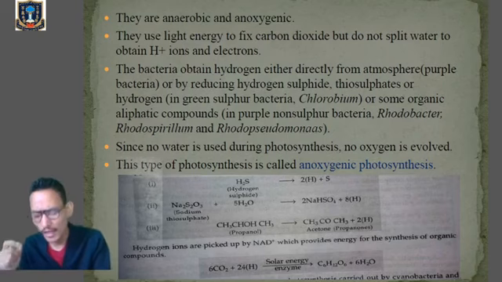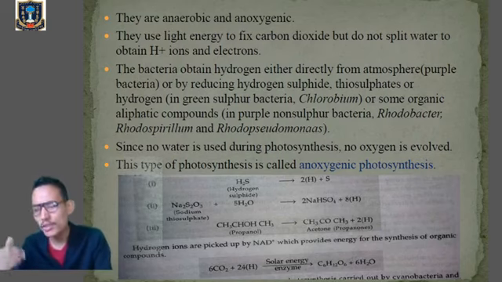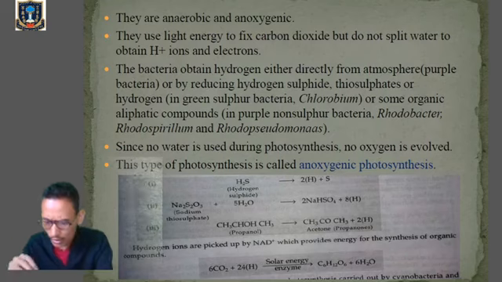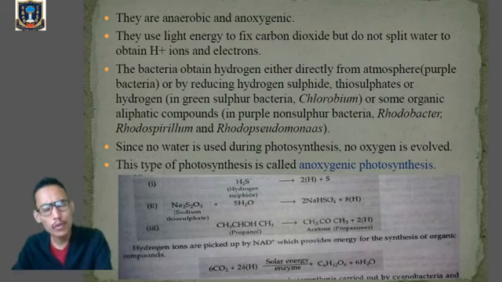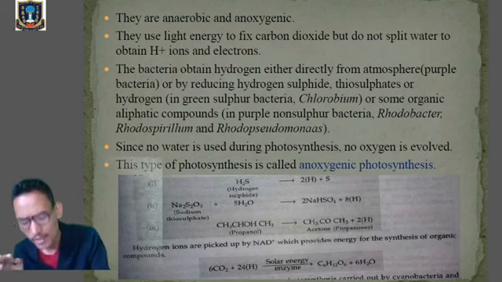Can you remember the word? They are anaerobic and anoxygenic. Anoxygenic means they will not release oxygen. Generally, in the process of photosynthesis, oxygen is produced. But in the photosynthesis done by photosynthetic bacteria, oxygen is not evolved. That's why it is known as anoxygenic.